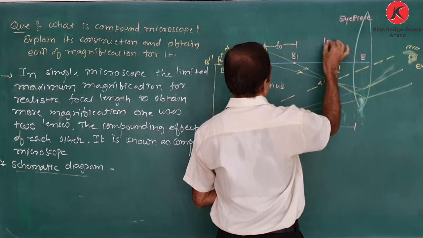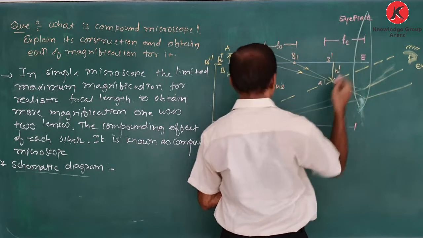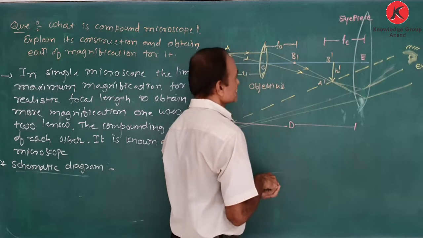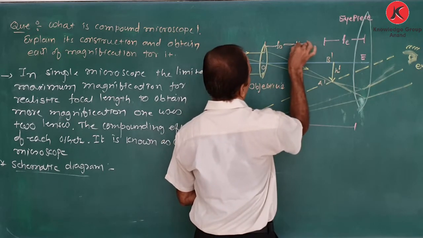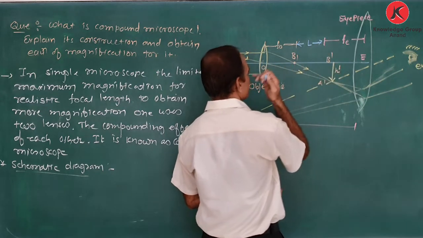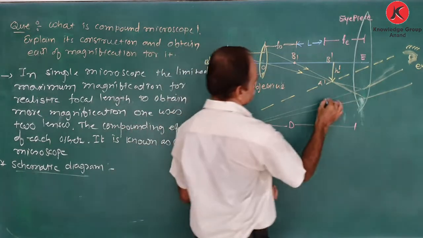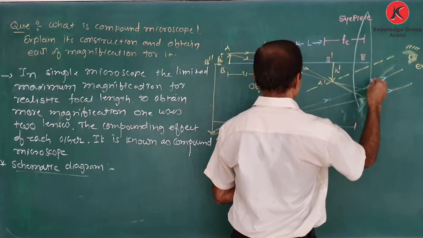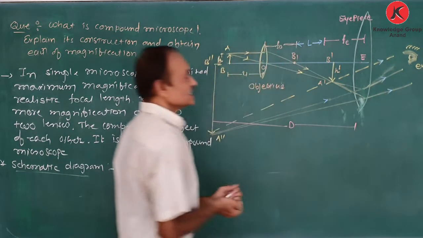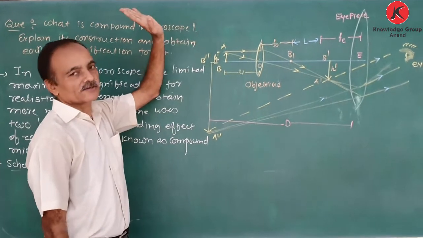Now this distance is the focal length of the eyepiece, and the remaining distance is the tube length. That means the distance between the objective and the eyepiece. So this is the schematic diagram of the compound microscope.